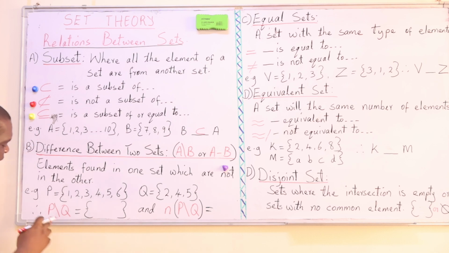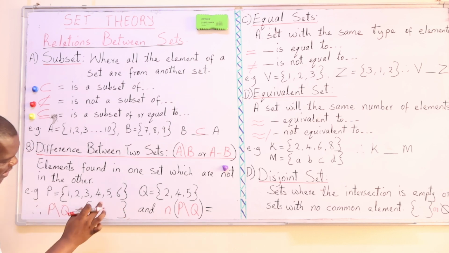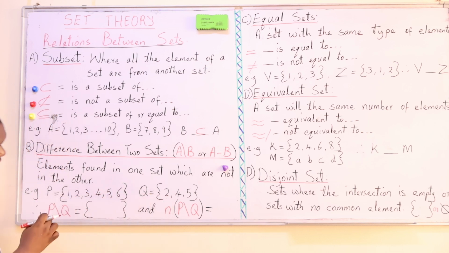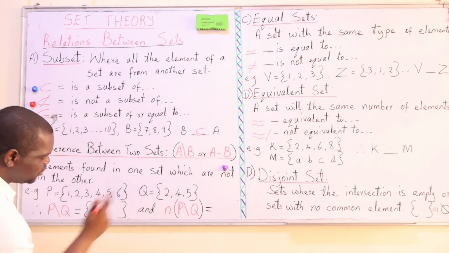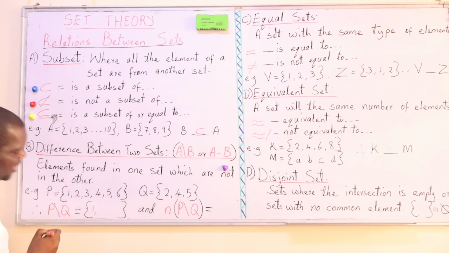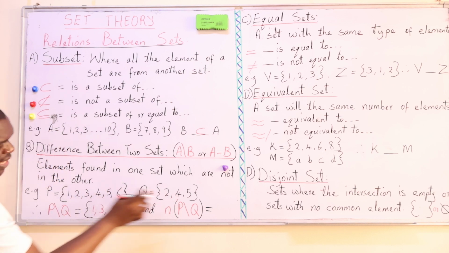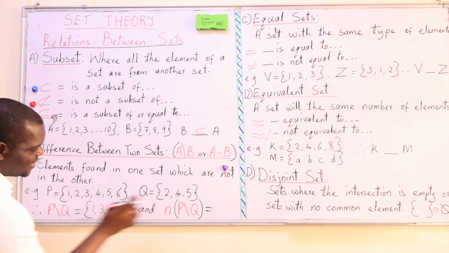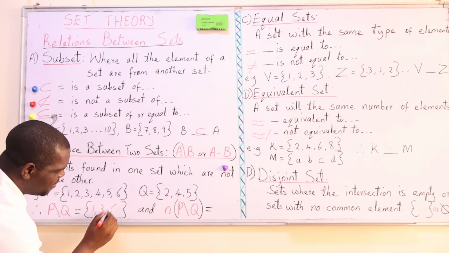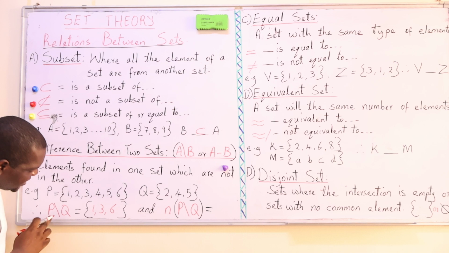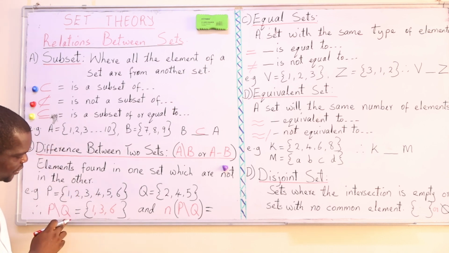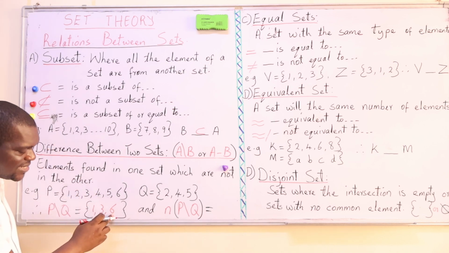What do you think will be the difference between set P and Q? Look at this carefully. Compare these two sets. What is missing in Q, which is in P? We have 1 here, and there is no 1 there, so we can indicate 1. 2 is here and is here, so we don't. 3 is here, but it's not here, so we can mention 3 as well. 4 is here and is here. 5 is here and is here. 6 is here and is not here, so we mention 6 as well. The difference between set P and Q is 1, 3, and 6.